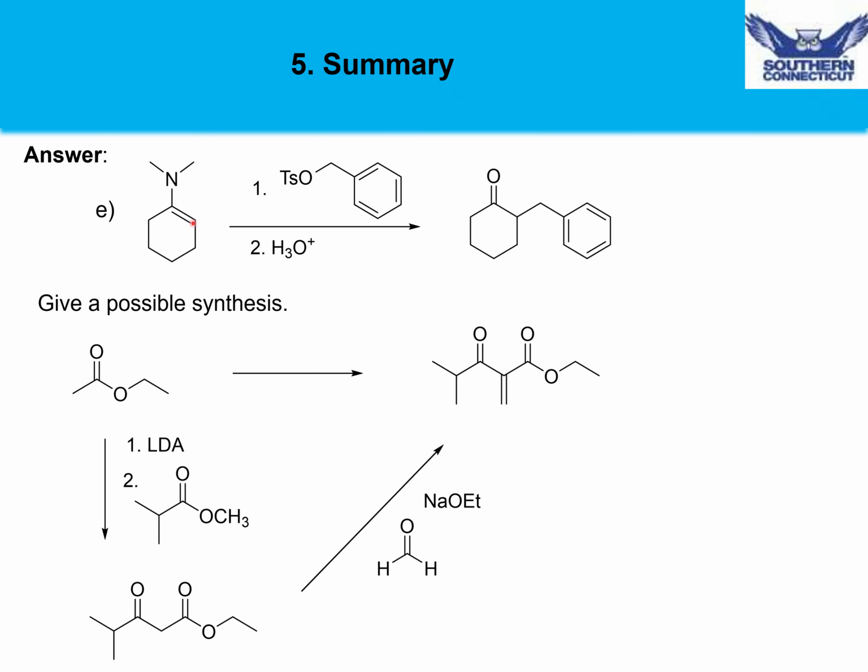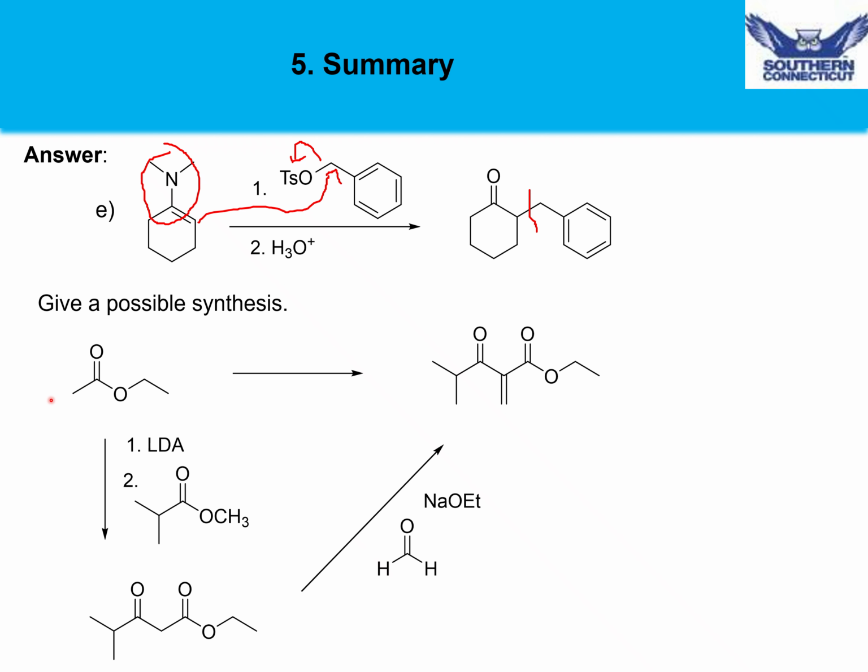Enamines are nucleophilic at the alpha carbon, and they're essentially equivalent to enolates. And so just like enolates, if we add an alkylating agent like this alkyl tosylate, this carbon will attack the carbon with the leaving group. So this carbon will attack here, displace this tosylate group, and we're going to form this bond here in the product. And now the enamine under aqueous acid should be converted into a ketone.